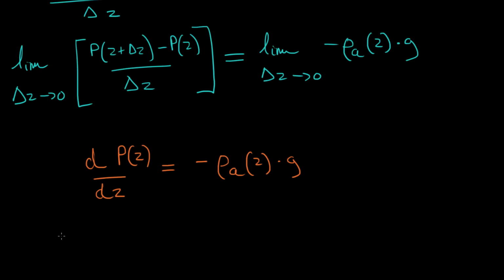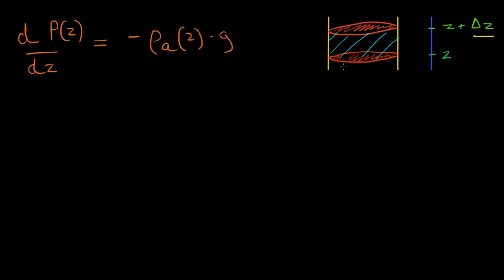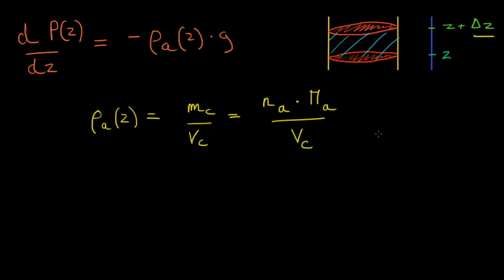What do I mean by that? Coming back to our small cylinder of air, we can say that if delta Z is small enough, infinitely small, the density of air at Z is equal to the mass of the cylinder divided by the volume of the cylinder. But we know that the mass of this cylinder is equal to the number of moles of air molecules in this cylinder times the mass of 1 mole of air molecules, divided by Vc.